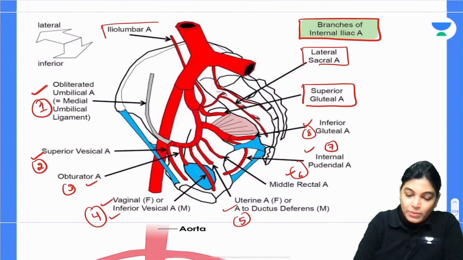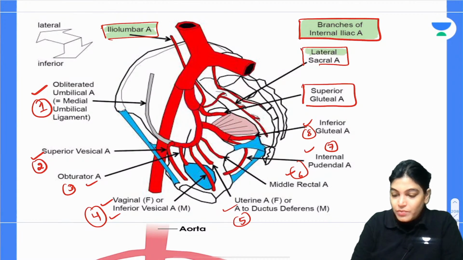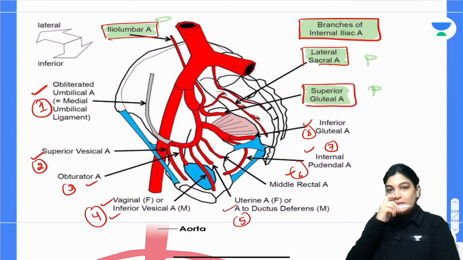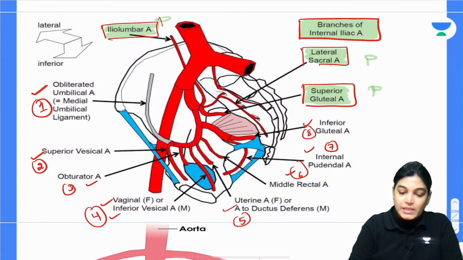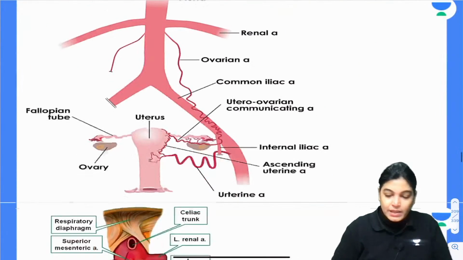So these 8 branches which I have mentioned are the branches of the anterior division, and here superior gluteal, lateral sacral and iliolumbar. These 3 branches are actually the branches of the posterior division of internal iliac artery. P for posterior division. So got it? These 3 are the branches of the posterior division. Rest all are branches of the anterior division. So all these branches are of internal iliac artery.